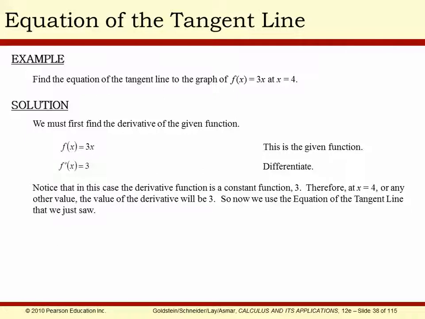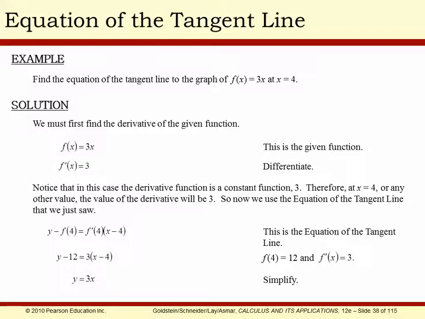Notice that in this case, the derivative function is constant. It's a constant function 3. Therefore, at x equals 4, or any other value, the value of the derivative will be 3. Okay, so the slope doesn't change. So now what we do is we just plug everything in. And we wind up with y equals 3x. Okay, so whenever you have a line, the tangent line will be that line.